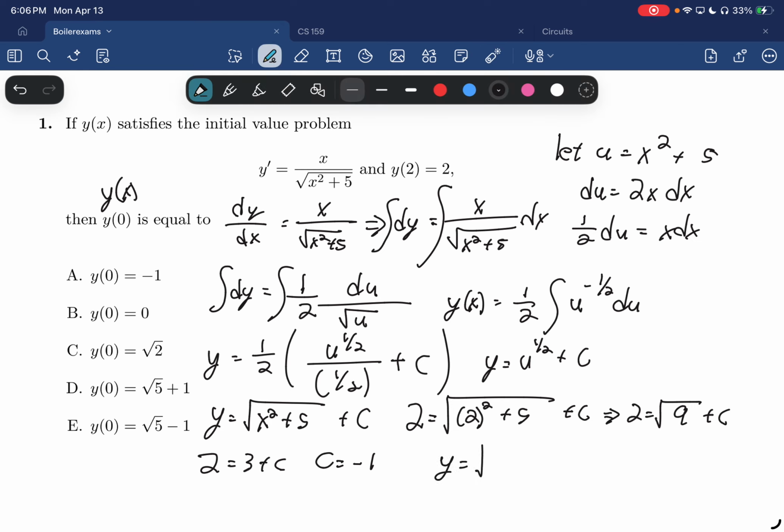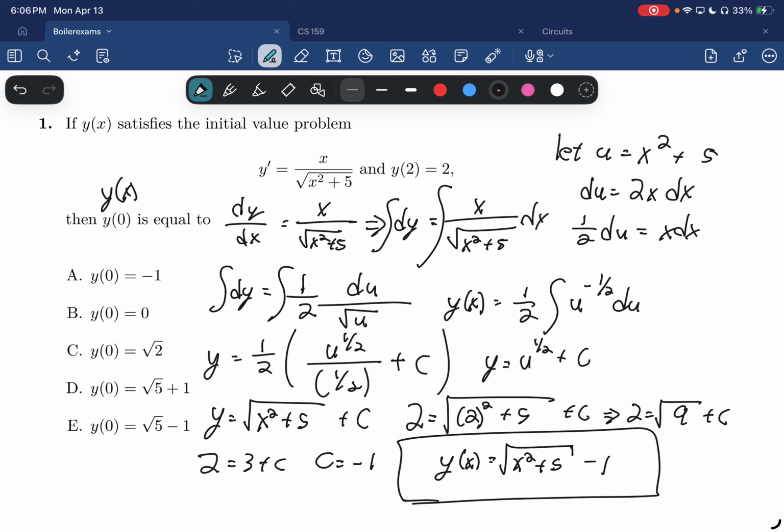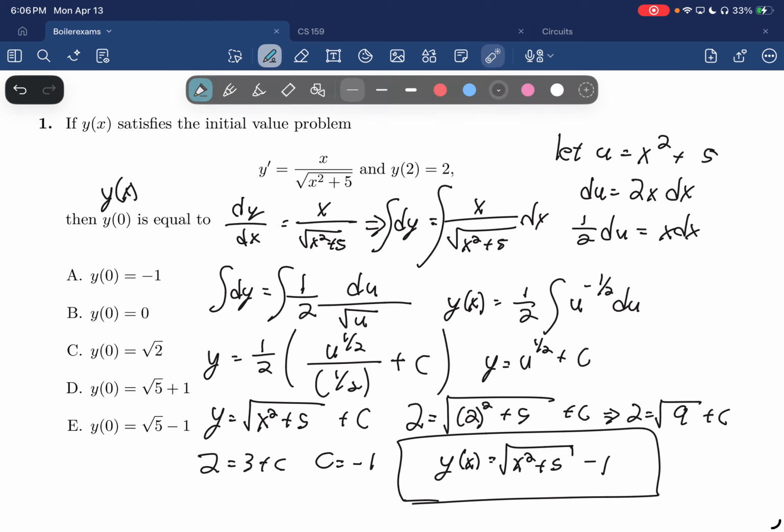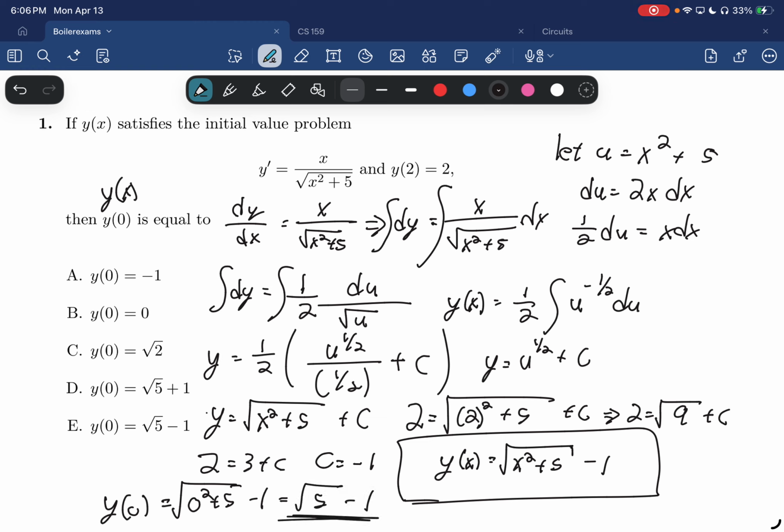y of x is equal to the square root of x squared plus 5 minus 1. That is our general solution. And now we can find what y of 0 is equal to by plugging in 0 here. y of 0 is equal to the square root of 0 squared plus 5 minus 1. And what we get is the square root of 5 minus 1. And that's option E.